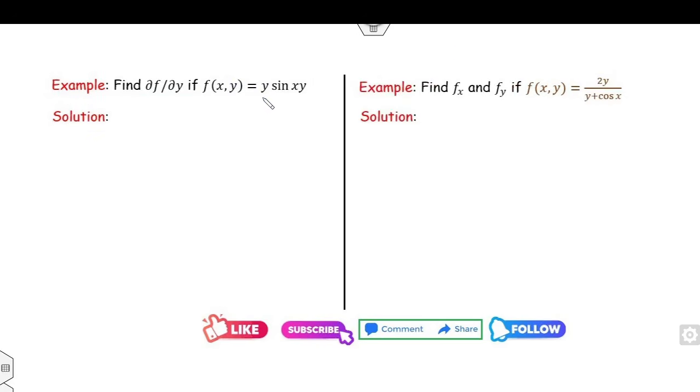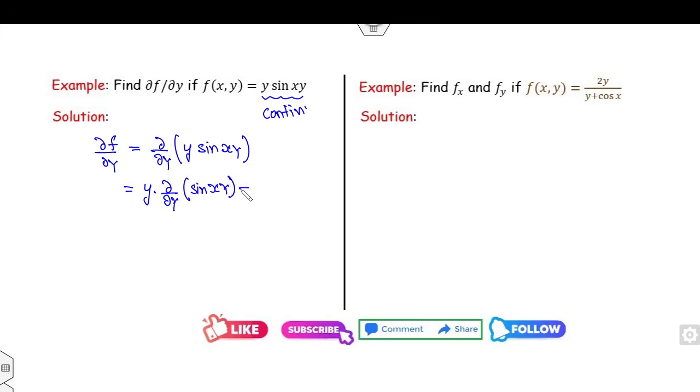Look at this one. Again, you can see this function is continuous because it's a product of the polynomial and the trigonometry part. So I can find the partial derivative directly in this case. Fine. So what is the meaning of that? Keeping x as constant, I can use the product rule. So it will be y, first function, times the derivative of the second function, plus the second function times the partial derivative of the first. Fine. Now what is the answer of this?